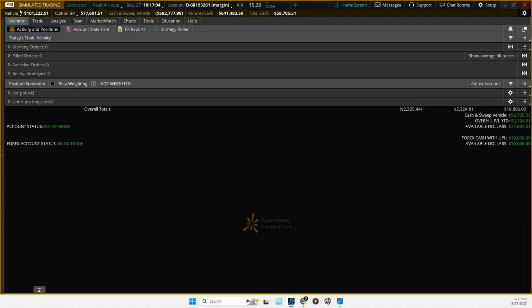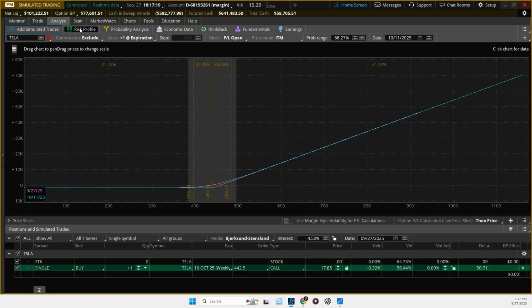Got Thinkorswim, Paper Trade, desktop platform here. We're on the Monitor tab right now under the Activities and Positions. Let's go to the Analyze tab. So it's right over here: Monitor, Trade, Analyze. Now I'm under the Risk Profile, the Risk Graph.